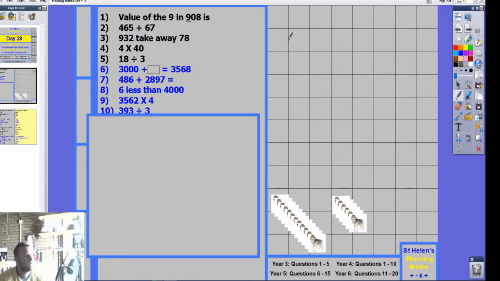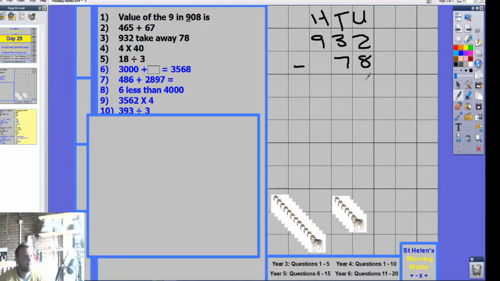Move on to 932 takeaway 78. So it's the same. Takeaway is minus. So with minus, you definitely have to have the larger number on top. You can't have a small number take away a larger number because you wouldn't have anything. And then 78, make sure again. You've got to make sure that 70 is under the 10 and the 8 is under the 2.